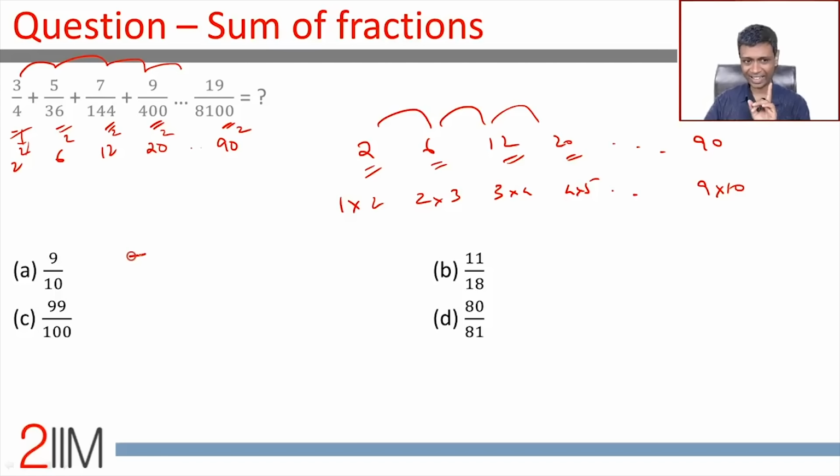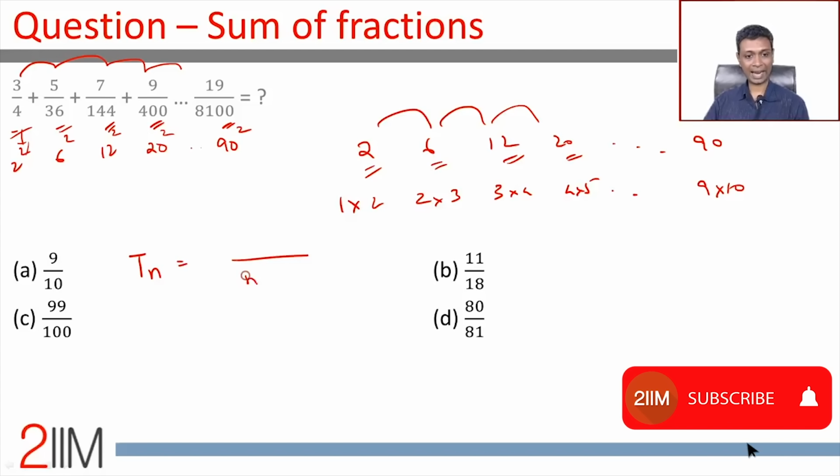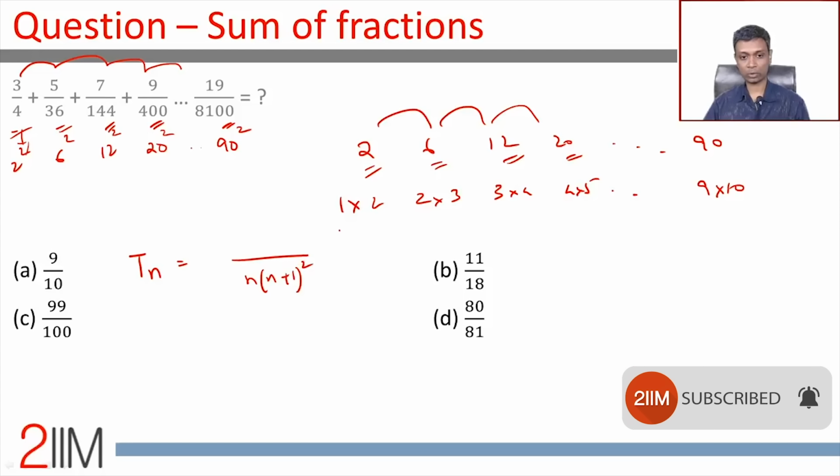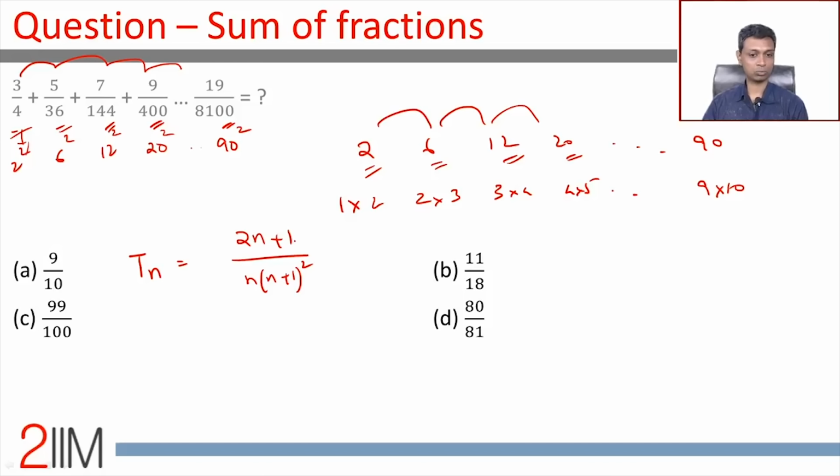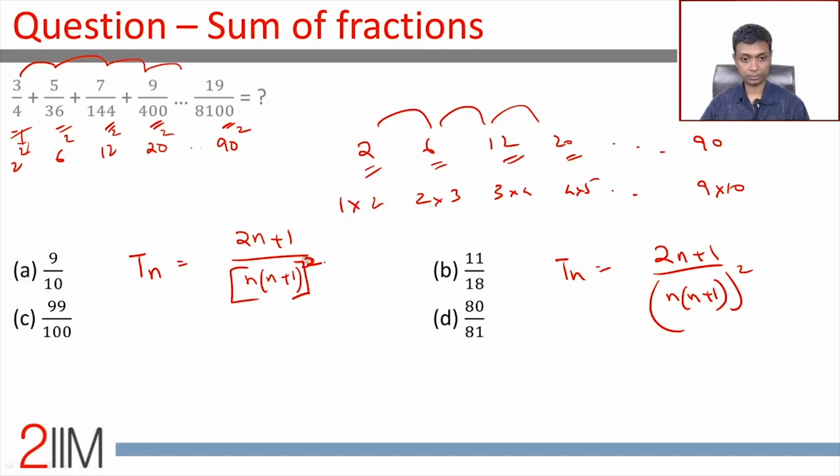So let's come back and say, can I define the nth term here? The denominator could be n into n plus 1 whole square: 1 into 2 square, 2 into 3 square, 3 into 4 square. The numerator is 2n plus 1, an odd number: 2 into 1 plus 1, 2 into 2 plus 1, 2 into 3 plus 1. So the nth term, Tn, is 2n plus 1 by n into n plus 1, the whole square. I had written it incorrectly earlier. It is 1 into 2 square, 2 into 3 whole square, 3 into 4 whole square.